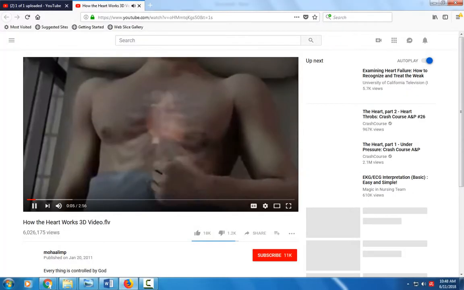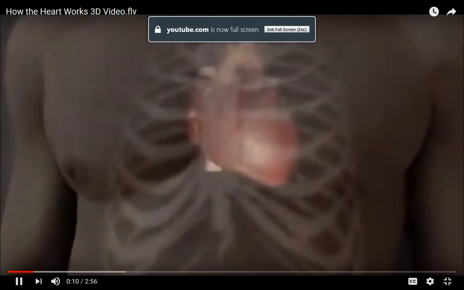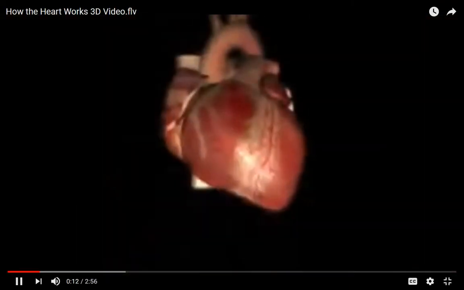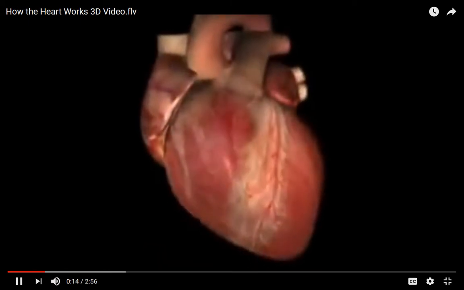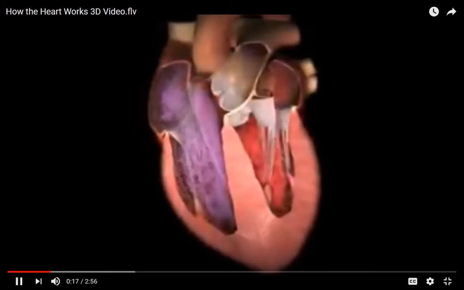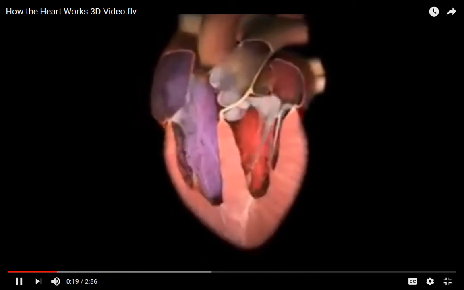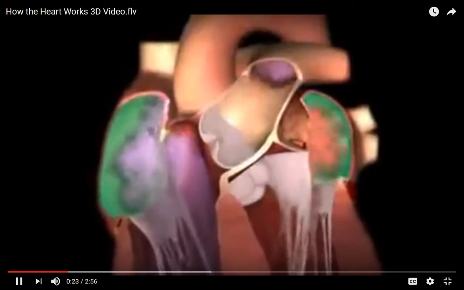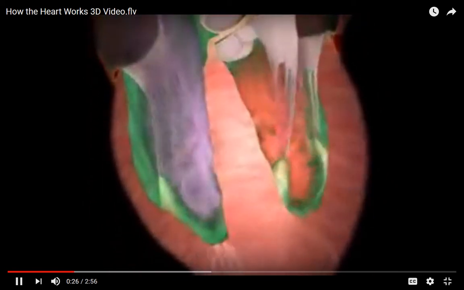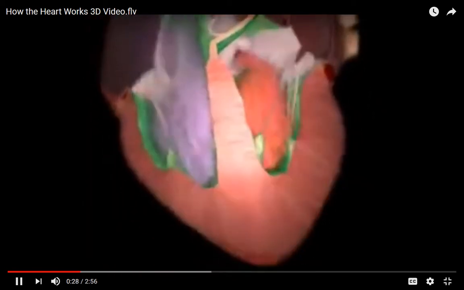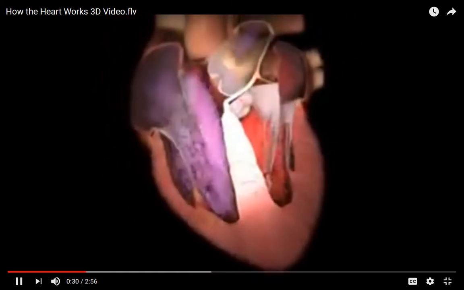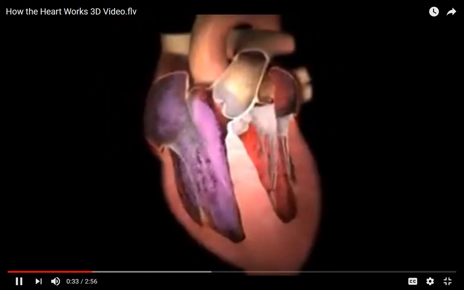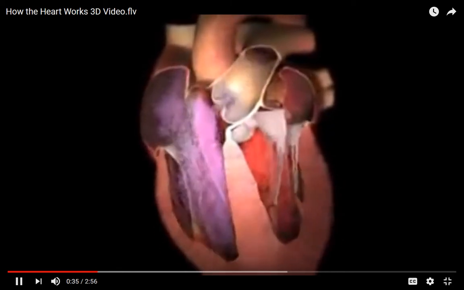So the heart is about the size of a fist. Here we can see it beating. The ventricles are contracting. The atria are contracting before the ventricles to make sure the ventricles are completely filled. And we can see the deoxygenated blood on the right side and the oxygenated blood on the left side. We can see the thicker outer wall of the ventricle. And the dividing wall between the ventricles is called the interventricular septum.